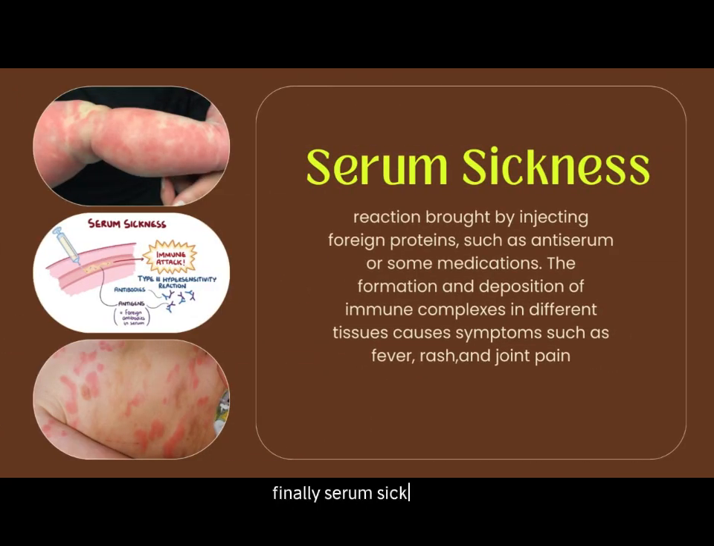Finally, serum sickness. This reaction is brought on by injection of foreign protein such as antiserum or some medication. The formation and deposition of immune complexes in different tissues cause symptoms such as fever, rash and joint pain.